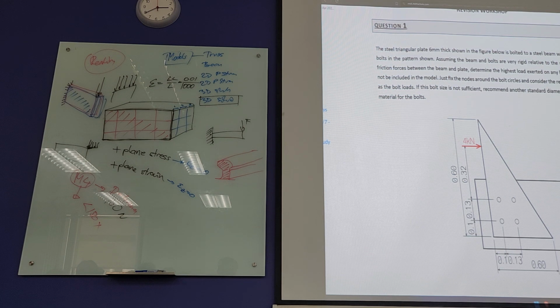Then the thickness. Thickness is 6 mm. This is all the cross section. Yeah, under the cross section you need to see.